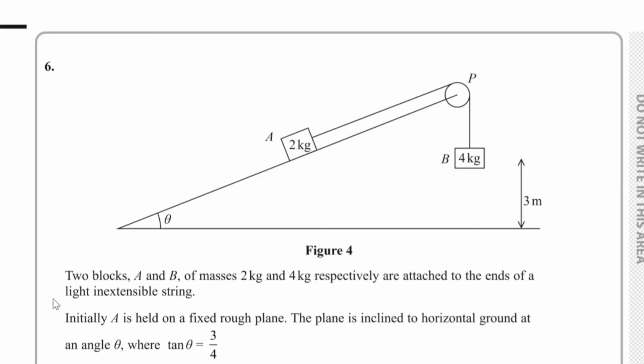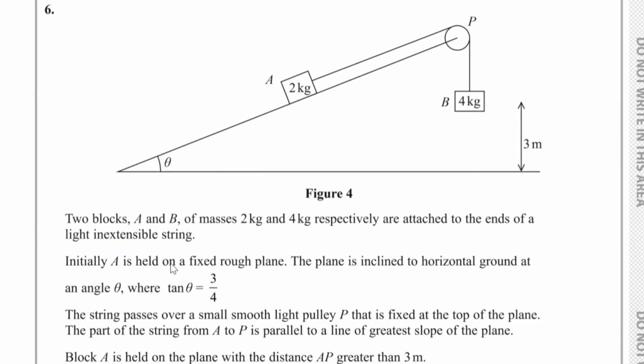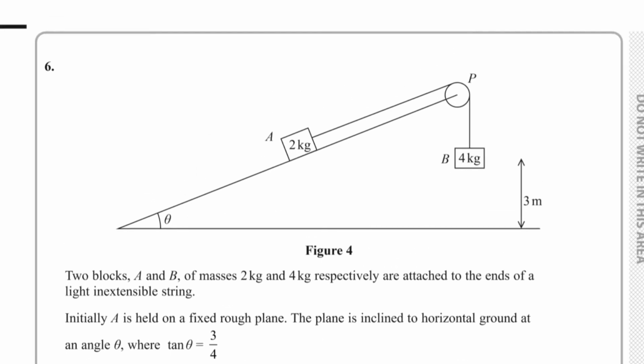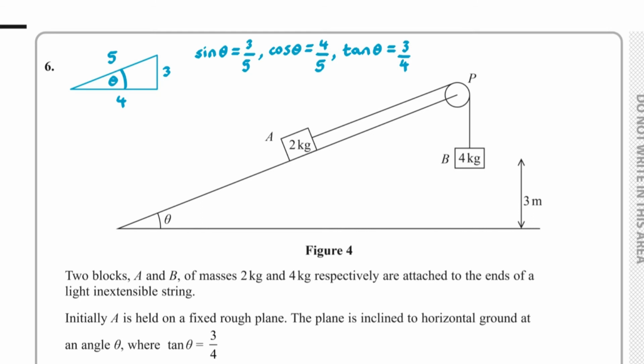Question number 6. Two blocks A and B of masses 2 kilograms and 4 kilograms respectively are attached to the ends of a light inextensible string. Initially, A is held on a fixed rough plane. The plane is inclined to the horizontal at an angle theta, where tan theta is 3/4, and because of that we can form a 3, 4, 5 right angle triangle and see that sine theta is 3/5, cos theta is 4/5, and tan theta is 3/4.